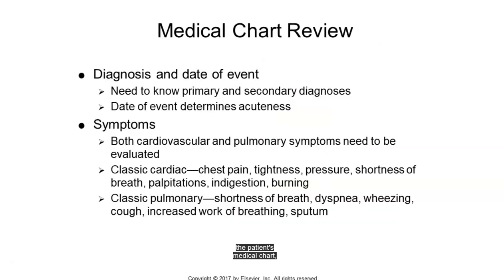When looking at the patient's medical chart, the diagnosis and date of primary and secondary diagnoses should be noted as the date of an event determines whether it's acute or chronic. When assessing symptoms for cardiopulmonary rehab, a focus on both cardiovascular and pulmonary symptoms is very important, such as chest pain, tightness, pressure, shortness of breath, palpitations, indigestion, or burning. Classic pulmonary symptoms may include shortness of breath, dyspnea, wheezing, coughing, increased work of breathing, and sputum production. Changes of any of these symptoms on exertion should be noted.